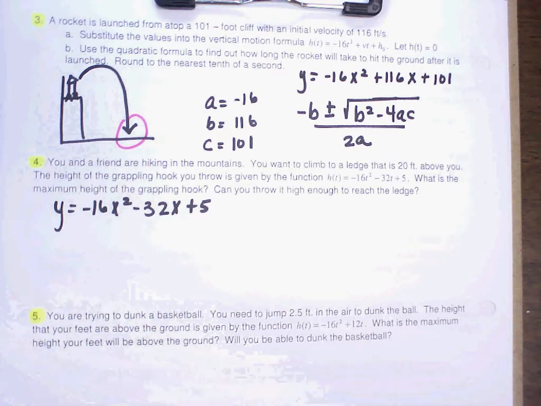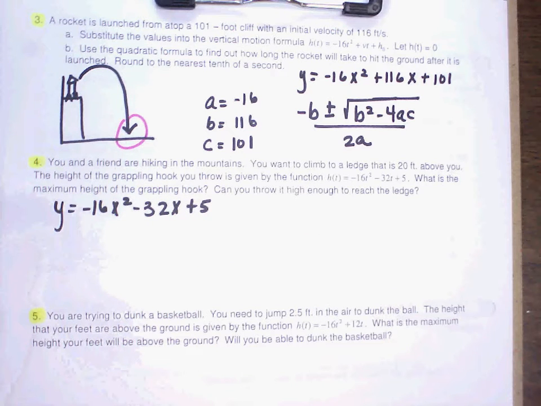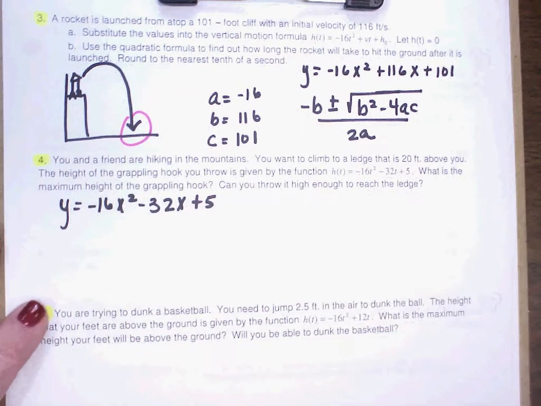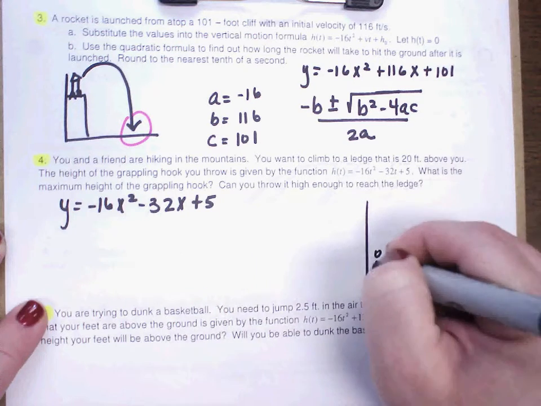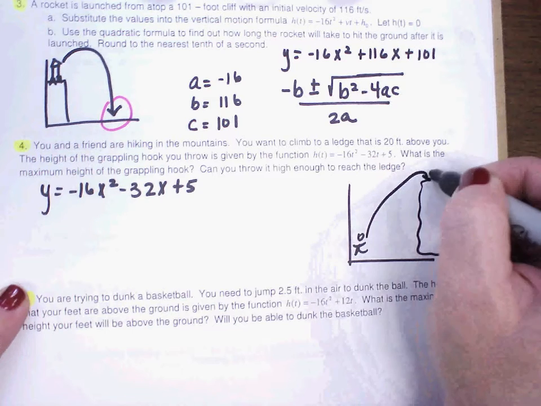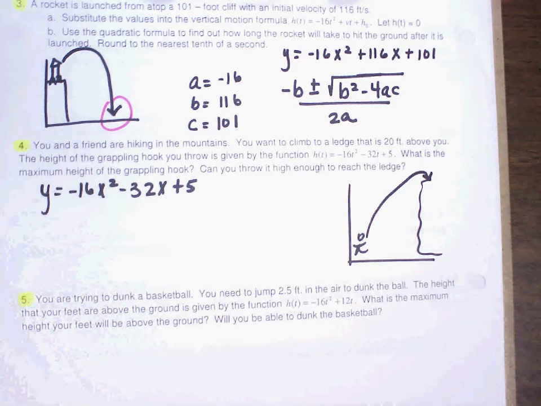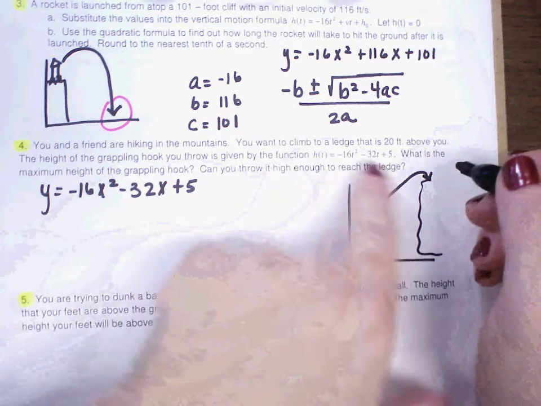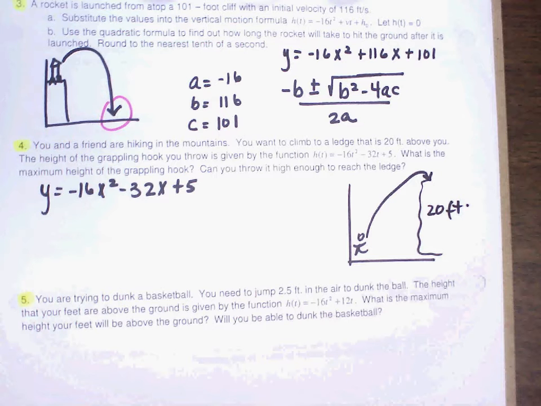But anyway, what is the maximum height of the grappling hook, and can you throw it high enough to reach the ledge? This is basically what you're doing. This is you, you're 5 feet tall. You want to climb up, so you're throwing something that can latch into here, right? And then you can pull yourself up with the rope. Does that make sense? And then that ledge is 20 feet above you. So you want to make sure that that hook can reach that high before you climb, right?